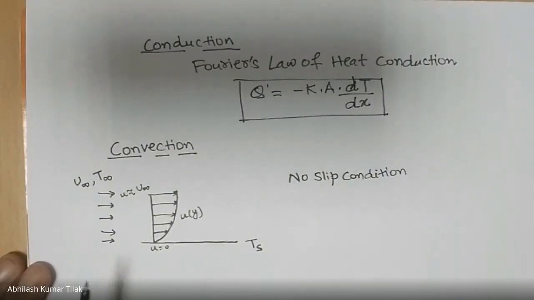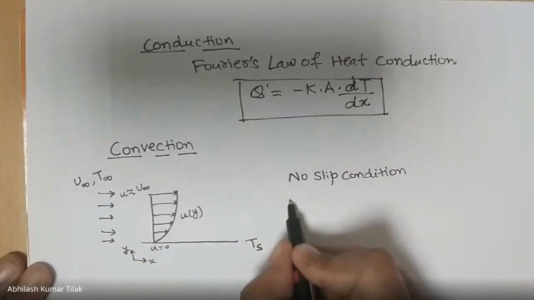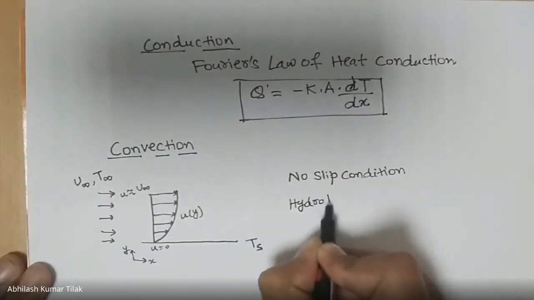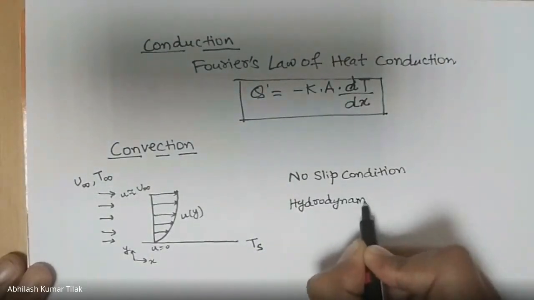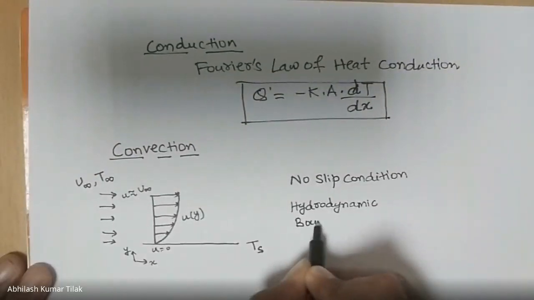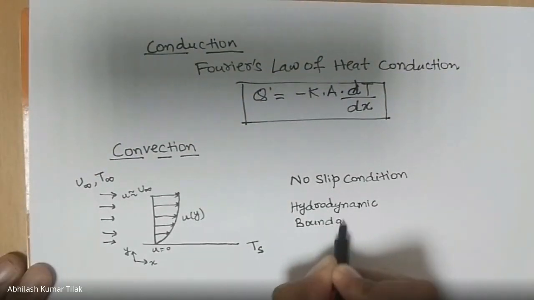Therefore, the no slip condition is responsible for development of the velocity profile here, that is u as a function of y. This is your x direction. This viscous effect is responsible for the velocity profile here. Now the flow region adjacent to the wall, in which the viscous effects and thus the velocity gradients are significant, is termed the hydrodynamic boundary layer.